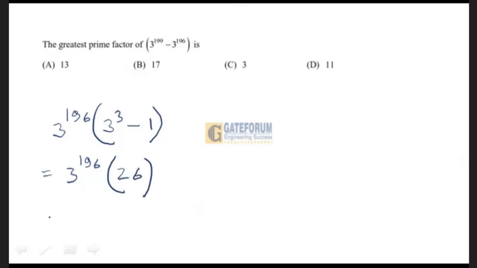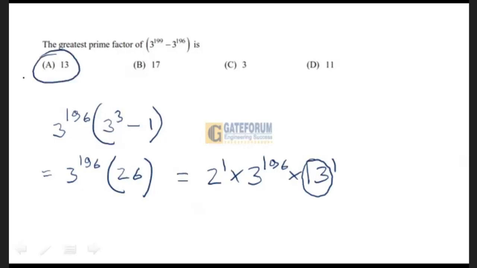So basically, this whole thing becomes, since 26 is 2 into 13, 2 to the power 1 into 3 to the power 196 into 13 to the power 1. These are the prime factors, and the greatest prime factor is obviously 13. So the answer would be option A, that is 13. Very simple sum. Let us move on to the next one.